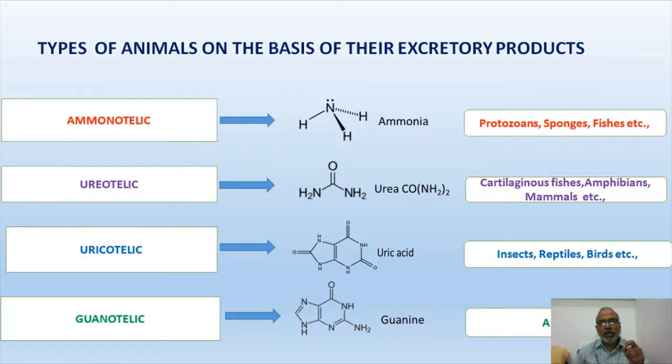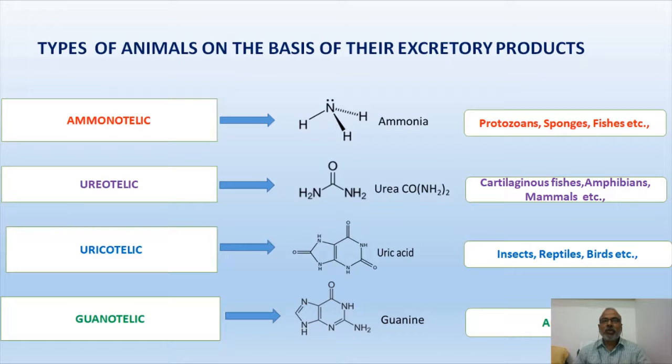So ammonia is eliminated by aquatic organisms. The organisms which are living completely in water can spend a lot of water for the elimination of ammonia. That's why we can blindly say that ammonotelic organisms are aquatic organisms. And next one, ureotelic organisms.